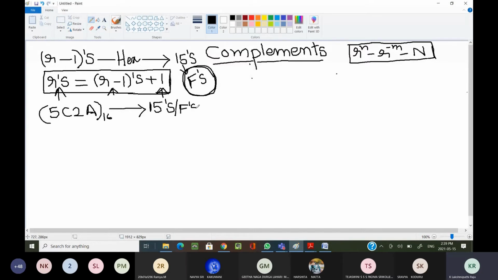Everyone, are you following? Now coming to the answer: n equal to 4, small m equal to 0, r equal to 16, capital N equal to 5C2A.